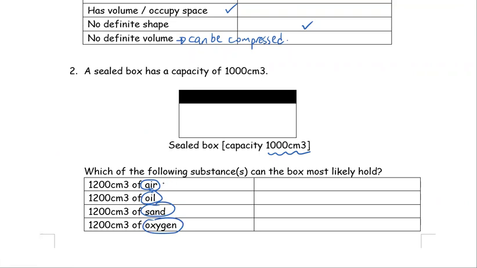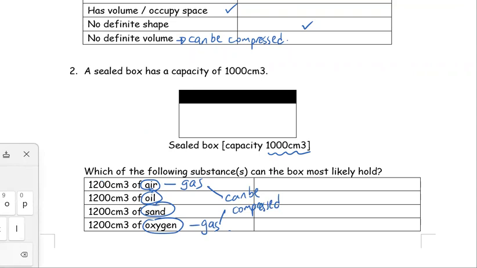Now we know that air is a gas, oxygen is a gas, and gases can be compressed, right? No definite volume, right? Can be compressed. So even if I put in 1200, which is more than what the box can hold, that isn't a problem, because the gas can be compressed and squeezed into the box. So these two will definitely likely be able to go in.